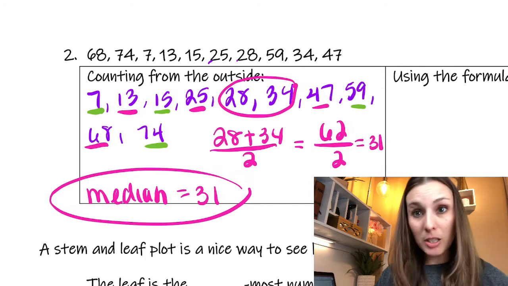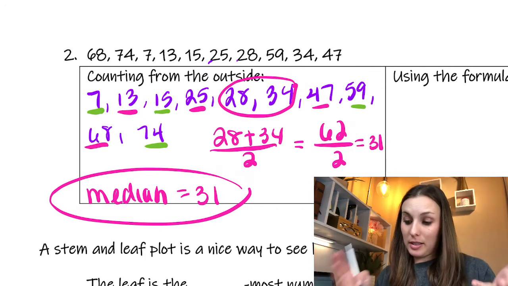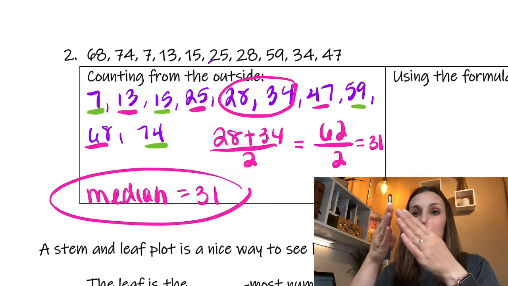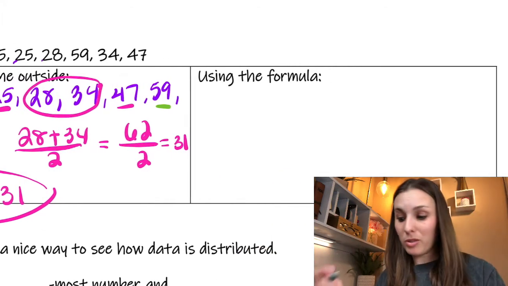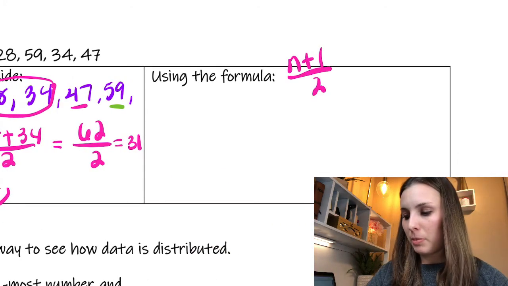Which makes sense because it is in the data set. If you think about a number line and you work your way in, then 31 is in the middle. Okay, let's use the formula. The formula is n plus 1 over 2.